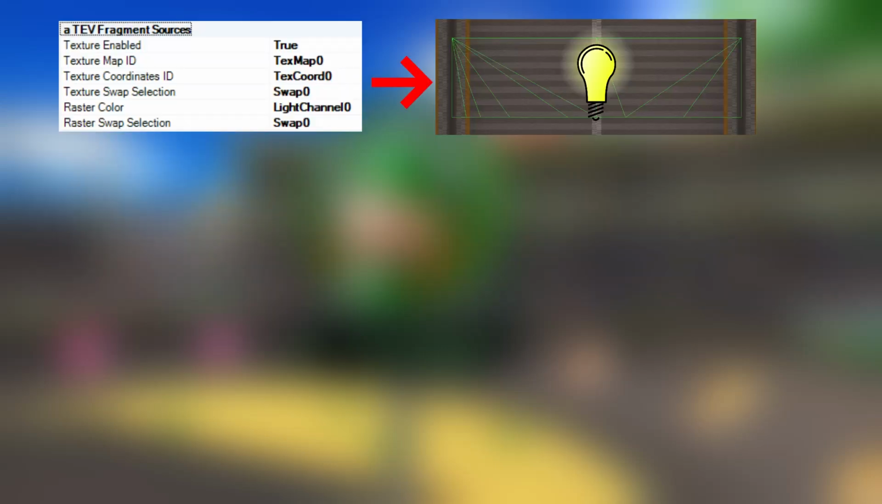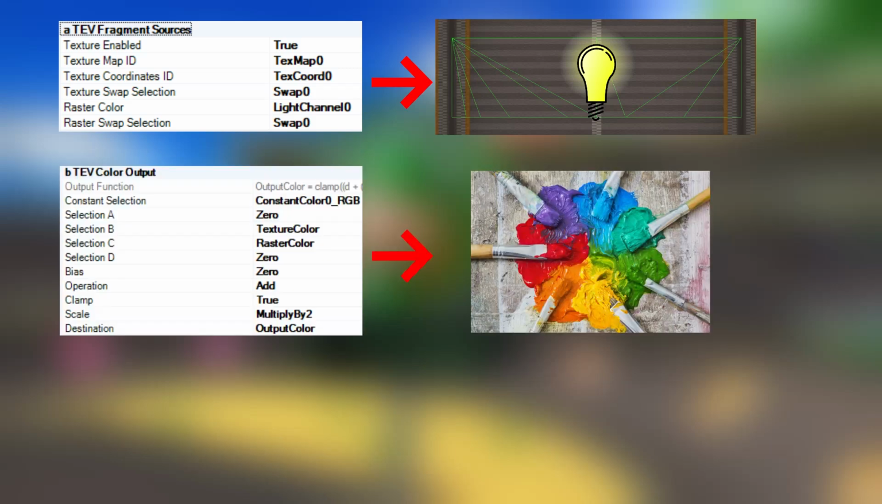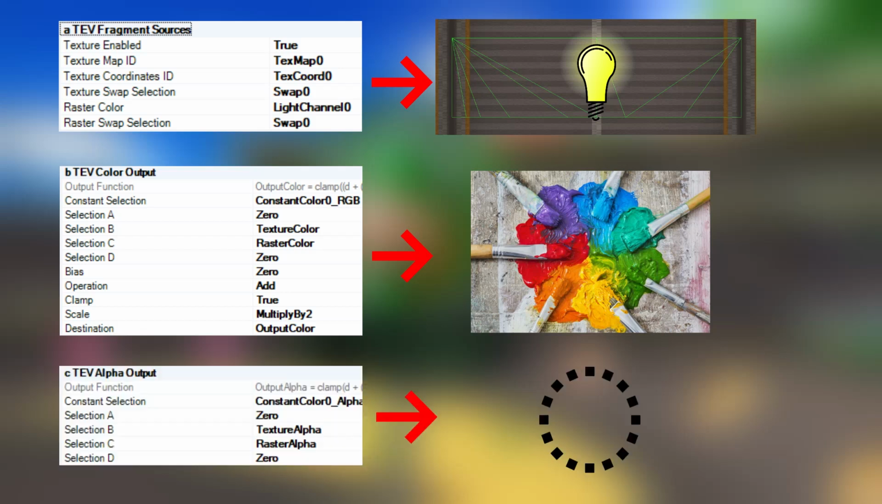TEV fragment sources, where we define what data from the material is used. TEV color output, where we calculate the color of the pixel. TEV alpha output, where we calculate the alpha or transparency of the pixel. TEV indirect texturing, where we can control the indirect stage.